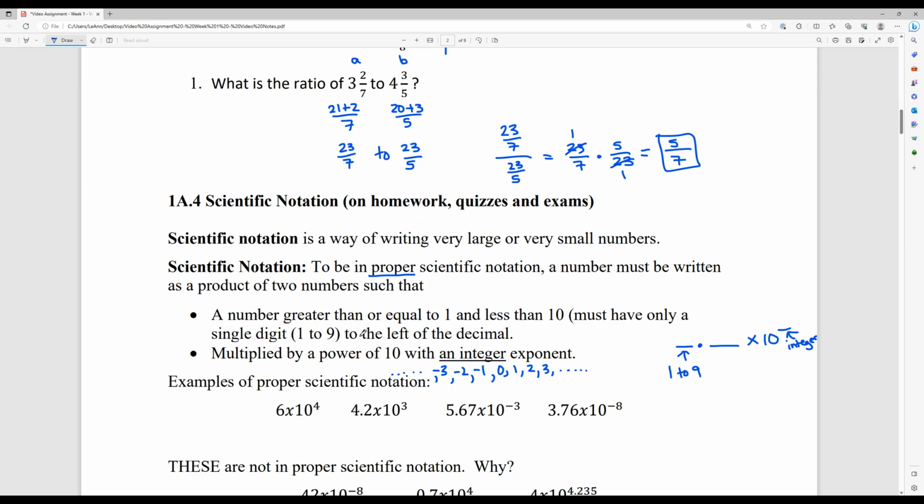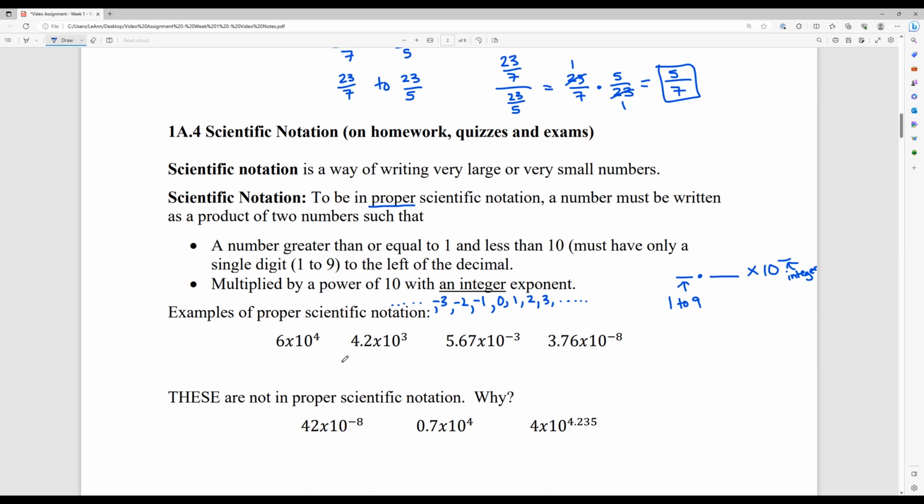Okay. Now, here are some examples of proper scientific notation. 6 times 10 to the 4th. Notice that 6 doesn't show its decimal, but if you don't see it there, it is actually directly after that single digit. Anytime you see just a digit, you can think of it as that number .0. You don't have to write that, but that's kind of where the decimal is. It's right after the 6. Now, this has a single digit 1 through 9 in front of our decimal to the left of it, and it has an integer exponent. 4.2 times 10 to the third, single digit 1 to 9 in front, times a 10 to an integer power.